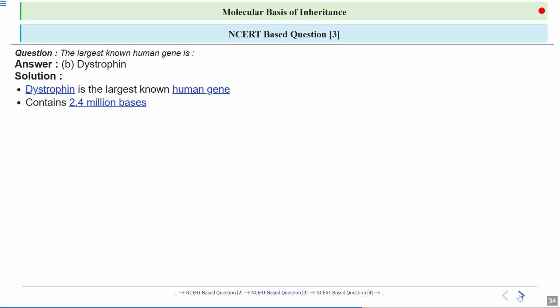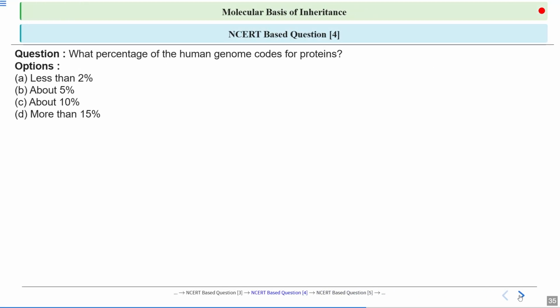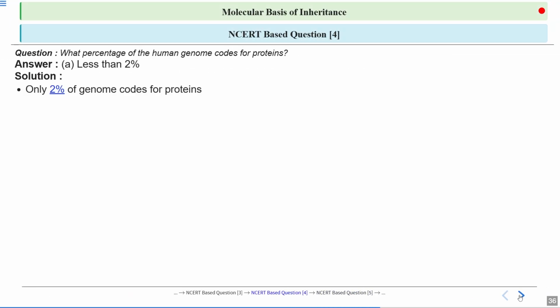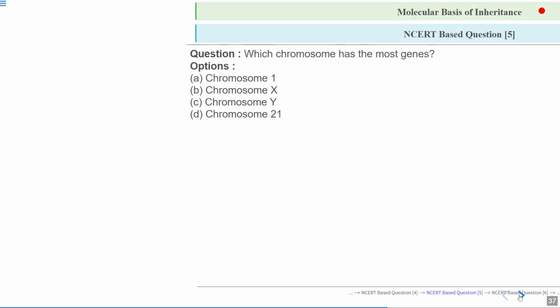Dystrophin is the largest known human gene. It contains 2.4 billion bases. Then, what percentage of the human genome codes for protein? So it is less than 2%. So less than 2% of the genome is going to code for proteins. The rest includes regulatory sequences and non-coding DNA.